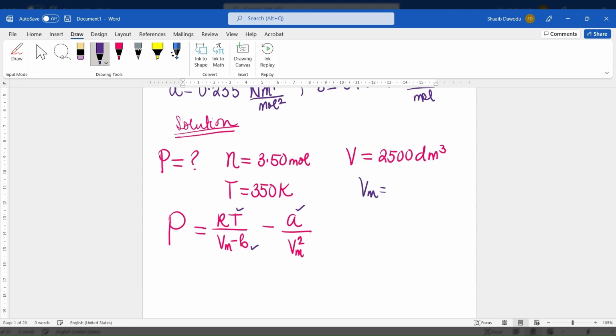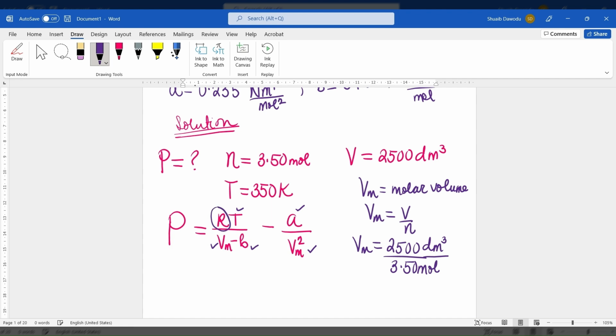V sub M is simply the molar volume, which is volume divided by number of moles. So V sub M becomes 2,500 divided by 3.5, that is 2,500 decimeter cube and 3.50 mole. So all in all, we have the value for V sub M, and of course, we can just square that. The only thing we're not given is R.